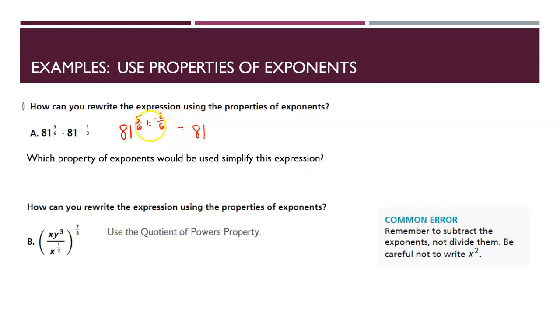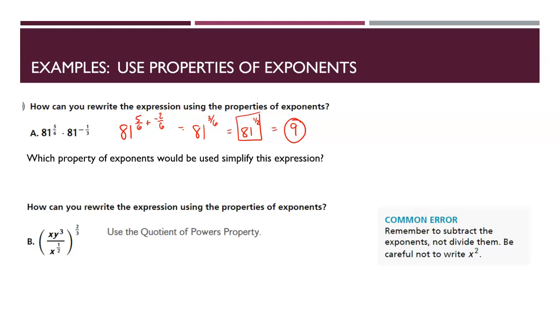So this would be 81. So 5 minus 2 would be 3. So this would be the same as 3/6, which I know that reduces to 1/2. So remember what that represents: that represents the square root of 81. Square root of 81 would be 9. So writing it as a single rational exponent would be 81 to the 1/2 power. Simplifying it would become 9. And so the property that we used was the product of powers property.